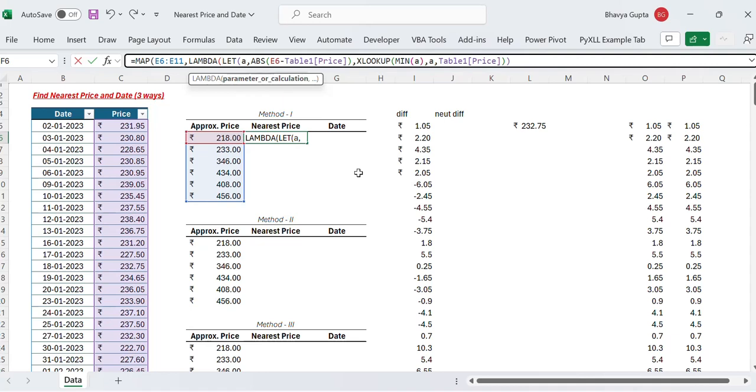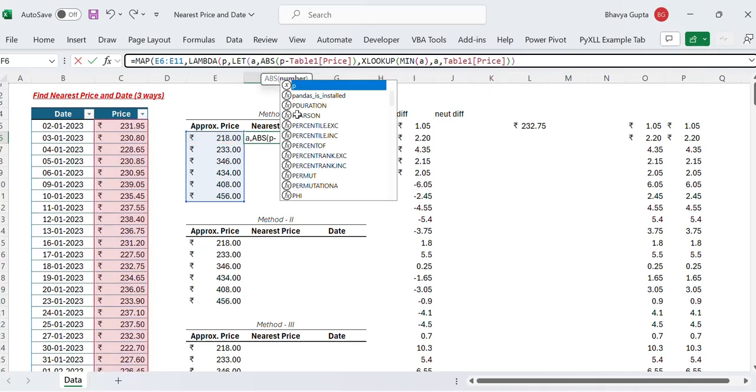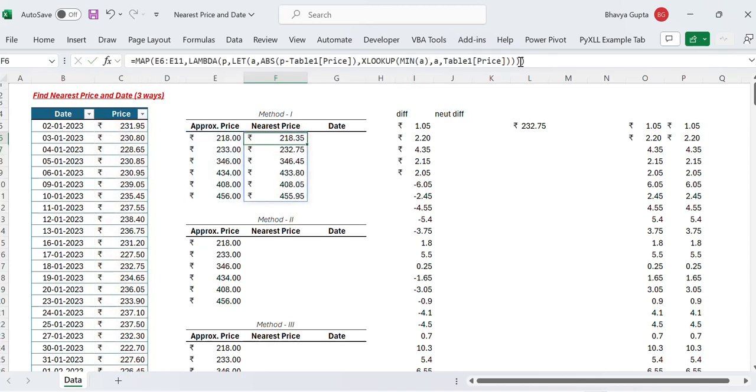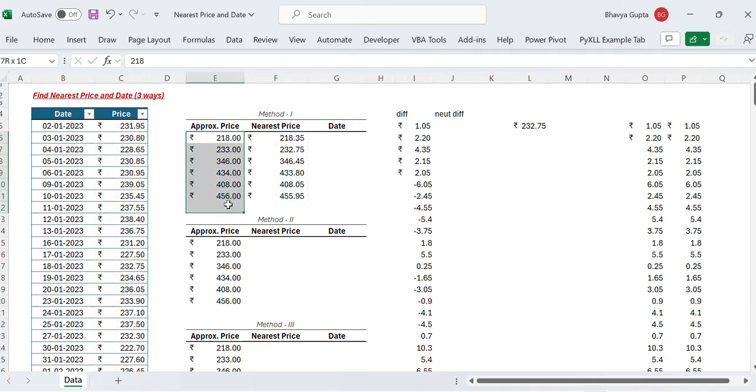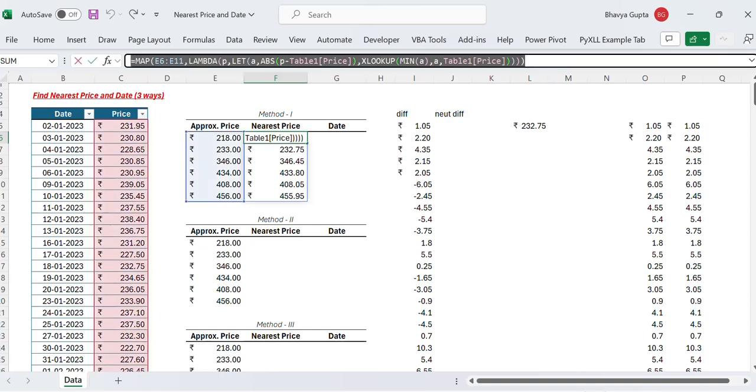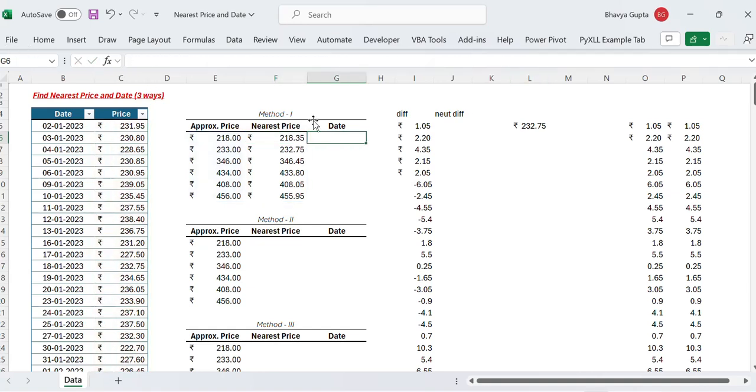And let's say we denote each of the prices here by P, and we are using that price here, right? So we will replace this E6 by P here. Then we will close the brackets at the end and press enter. We got the result for each of the approximate prices here. We have the nearest prices here, right? We have the nearest prices, and in a similar way we could find dates as well.